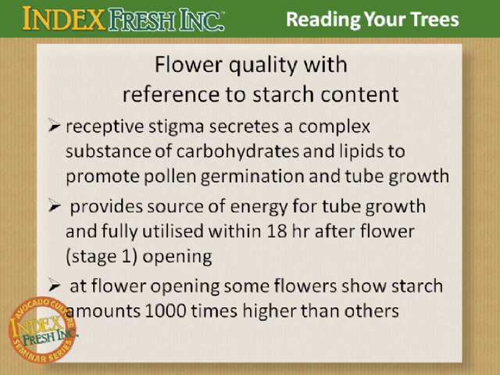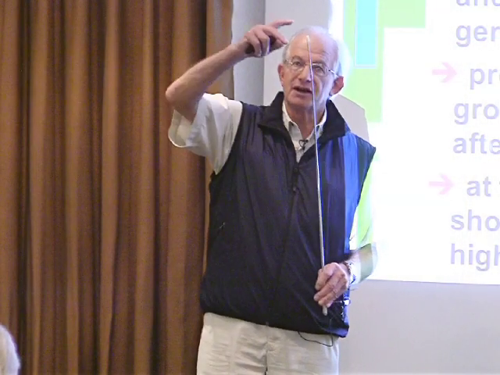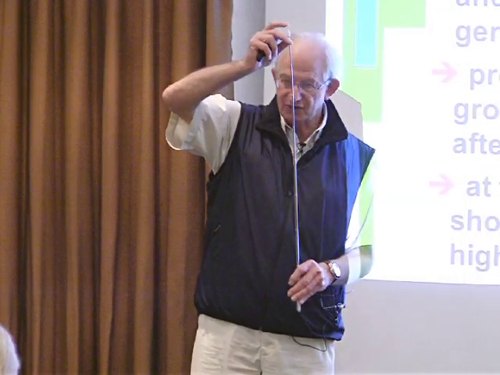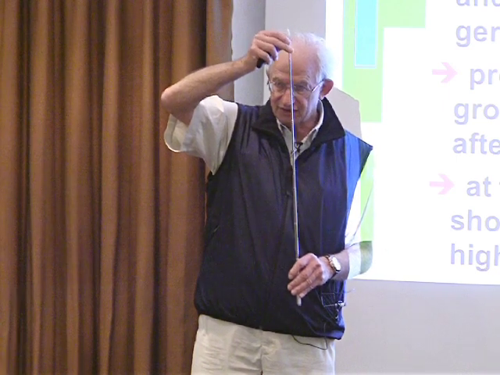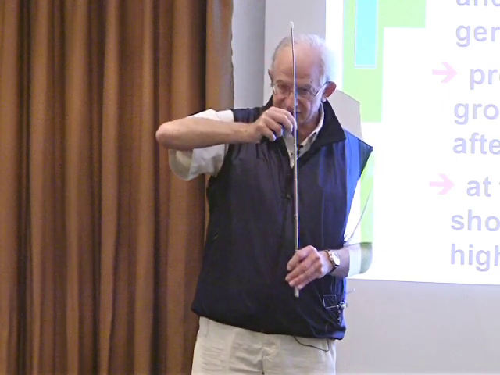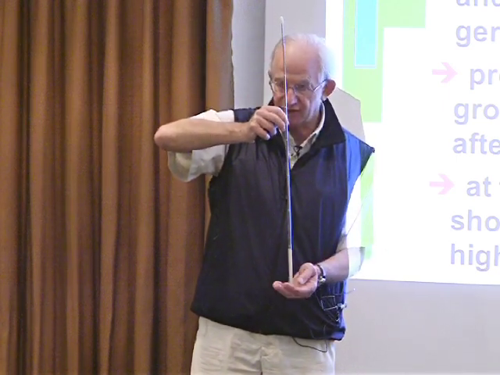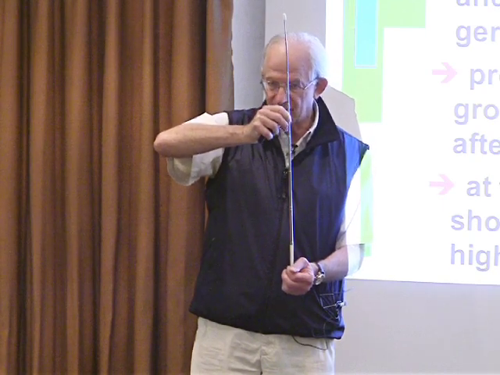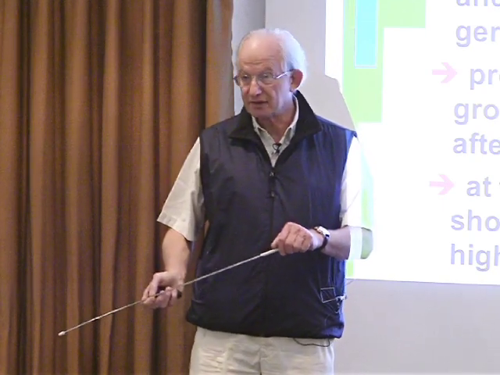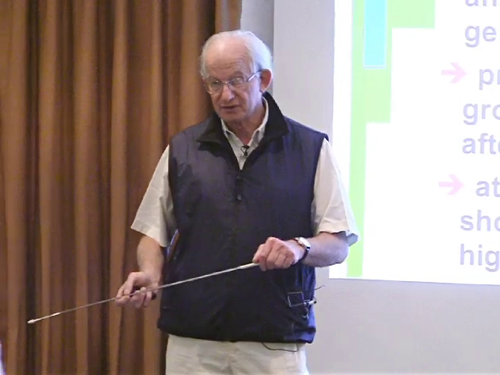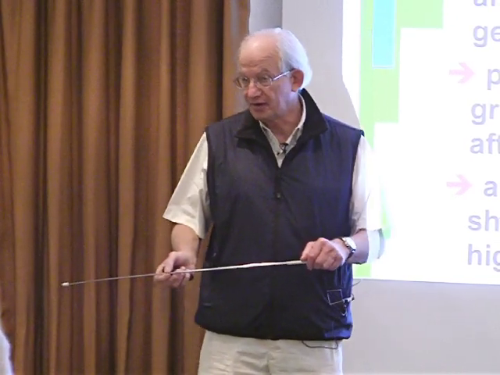Interesting. And starch in the flowers also provides a source of energy for tube growth, fully utilized within 18 hours after flowering. In many of your flowers, a pollen grain or more than one comes to the top of the stigma, goes down the style and gets stuck halfway, never gets down to the ovaries, and they simply fall to the ground. And a lot of that occurs. And so they are never pollinated.